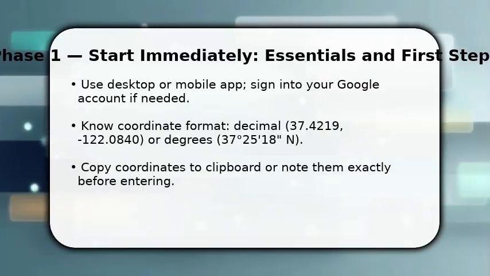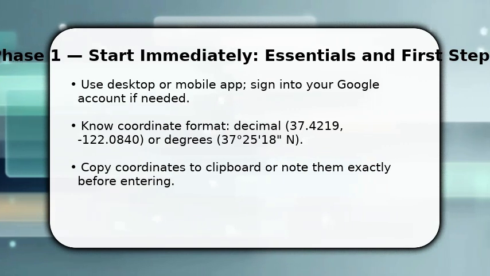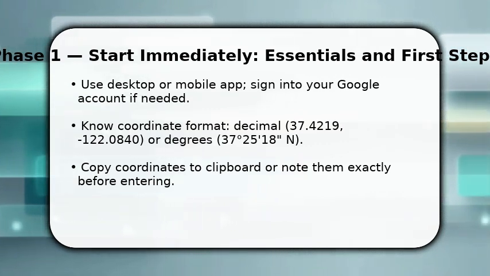You'll start by opening Google Maps, desktop or mobile, so you can paste coordinates directly. Make sure you know which format you have, decimal versus degrees, because Maps accepts both. Once done, copy the exact string to your clipboard or write it down. Small typos change the location drastically. Don't waste time on settings, focus on the coordinate format.